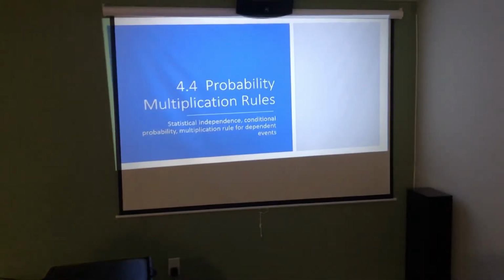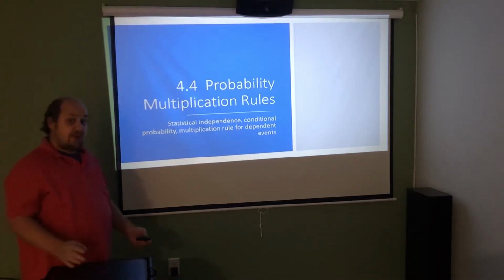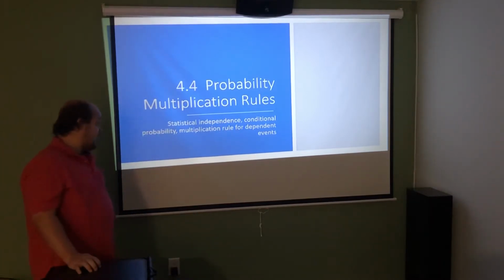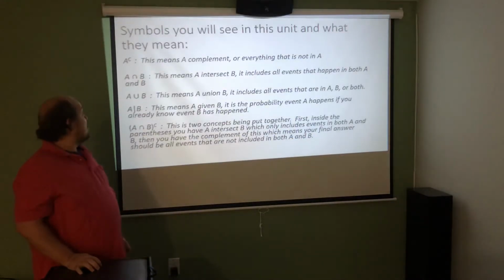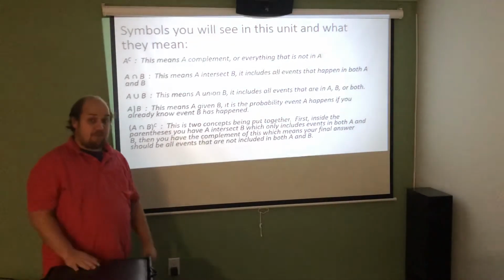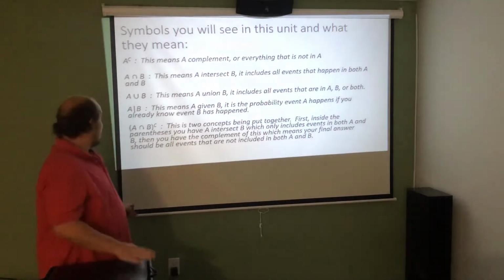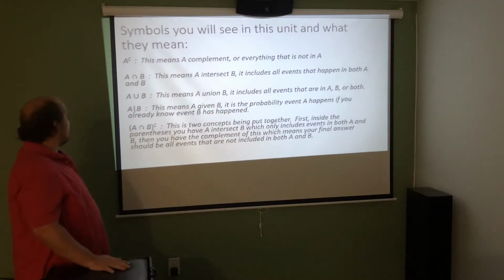Section 4.4 is on probability multiplication rules. We're going to cover statistical independence, conditional probability, which is definitely a little tricky, and the multiplication rule for dependent events. So we're going to go through some symbols that you might see in the unit. Some of them we've covered in previous lectures, but we're going to codify it and put it all together here with the different symbols that you could see and what they really mean.